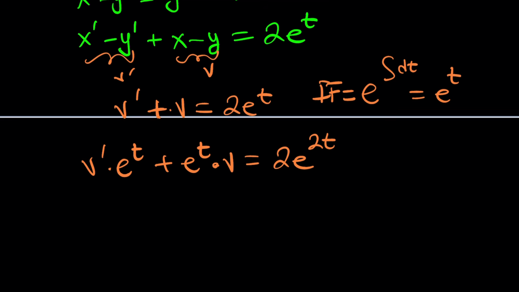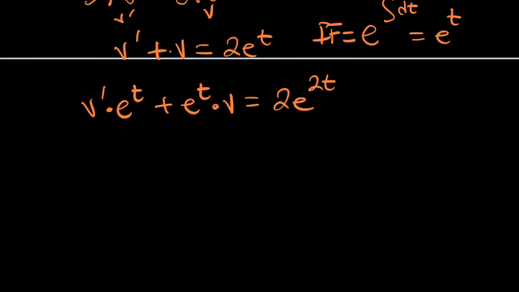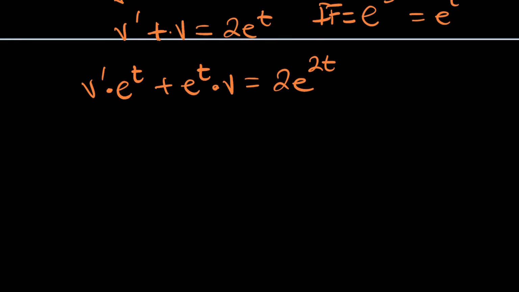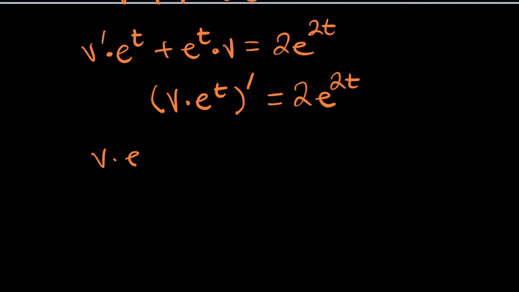Now, take a look at this. What is that supposed to mean? Well, the derivative of something times e to the t, and then the derivative of e to the t times something. That is the product rule, or the derivative of a product. So in other words, this is the derivative of v times e to the t, which is what I mean by exact. Now you can go ahead and integrate both sides with respect to t, and you'll get v times e to the t from here.